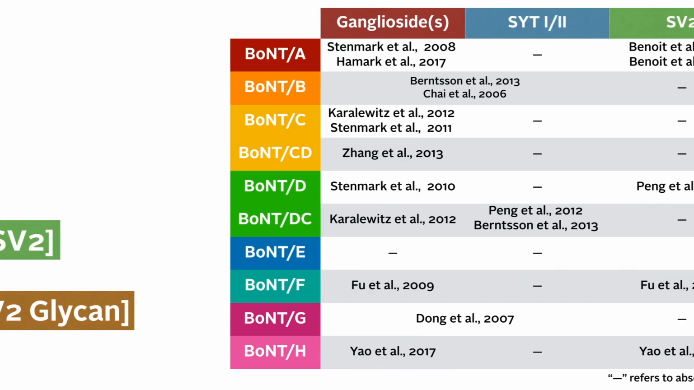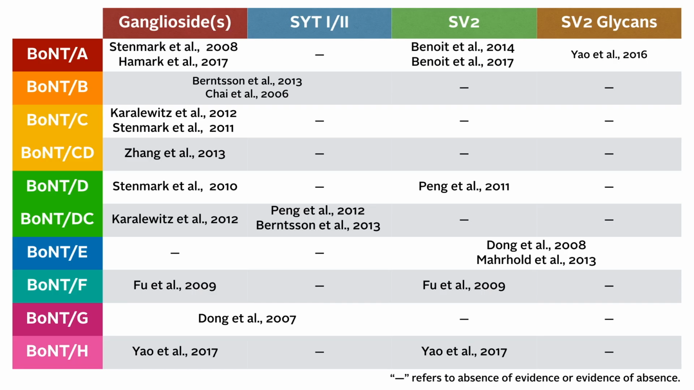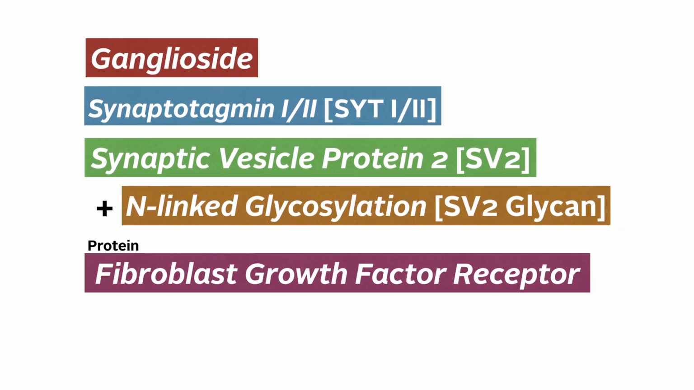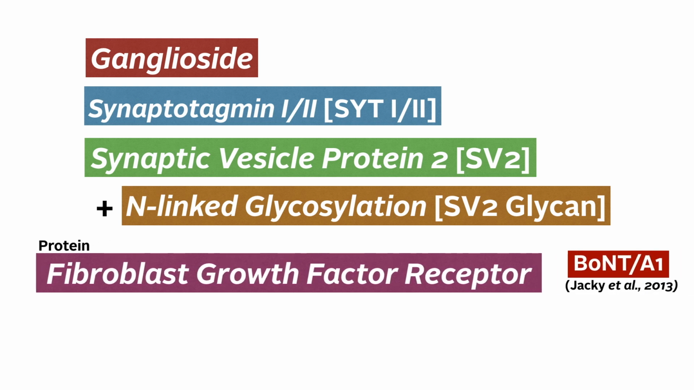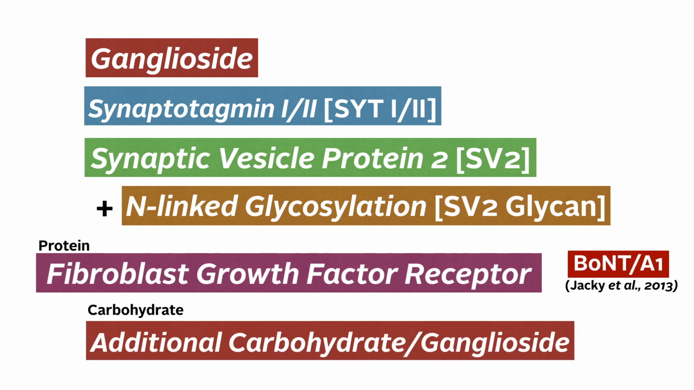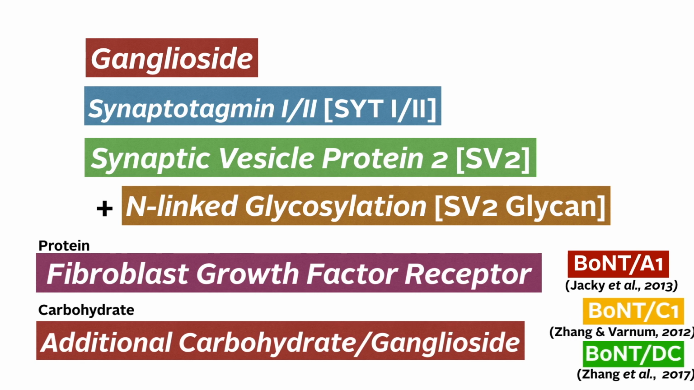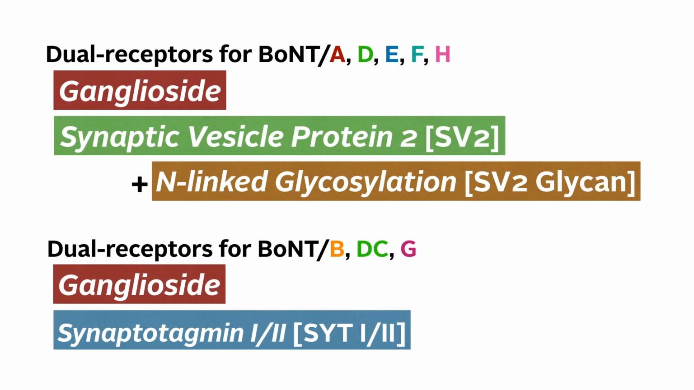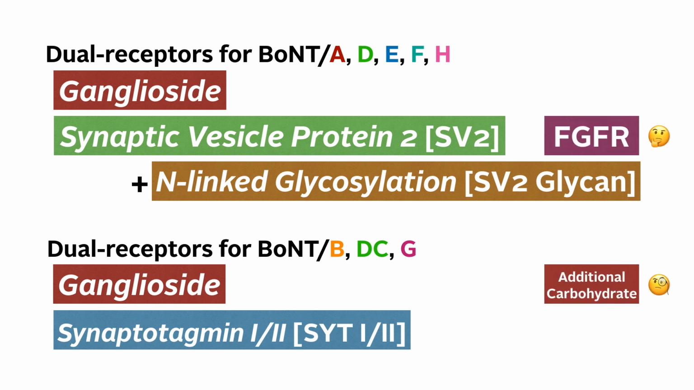This table includes most discoveries of the receptors, but a recent study reveals that fibroblast growth factor receptor, a type of growth factor receptor that is important for synapse formation, may also be a receptor for BoNTs, or at least for BoNT/A1. This discovery, in addition to the prediction for more ganglioside or carbohydrate receptors, breaks the classic dual receptor system. No one knows where and how this works.